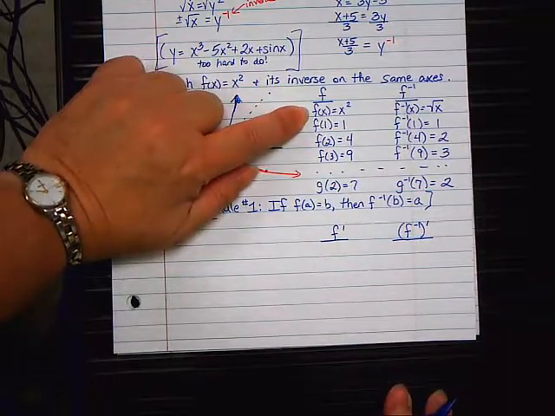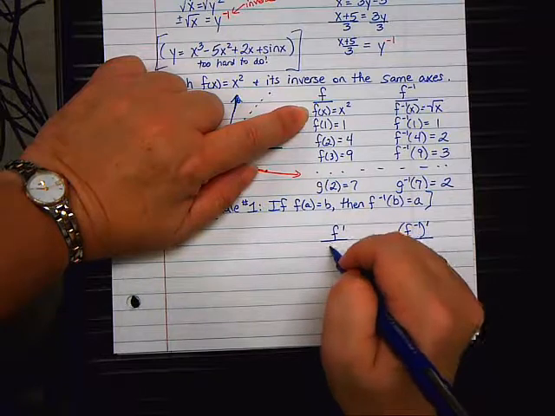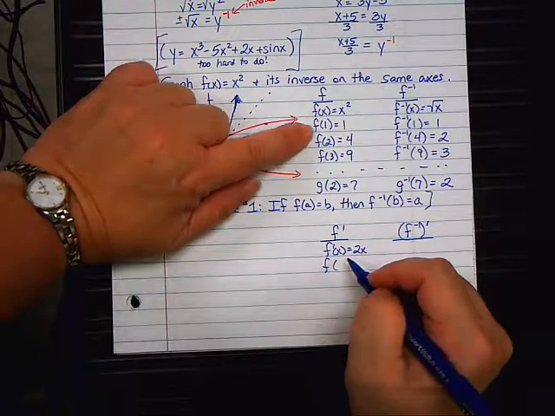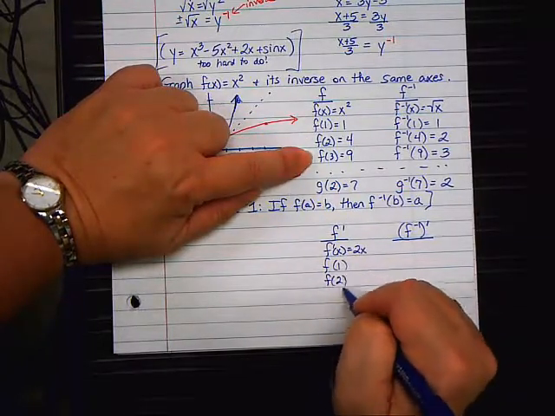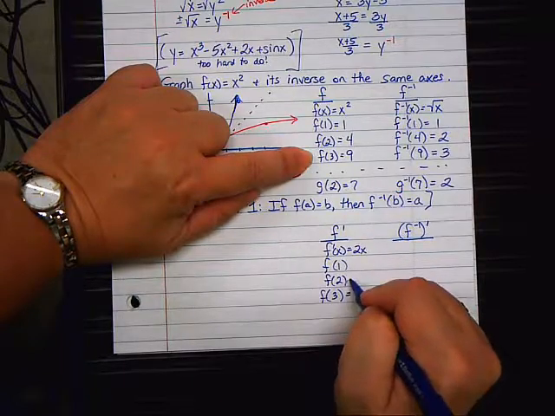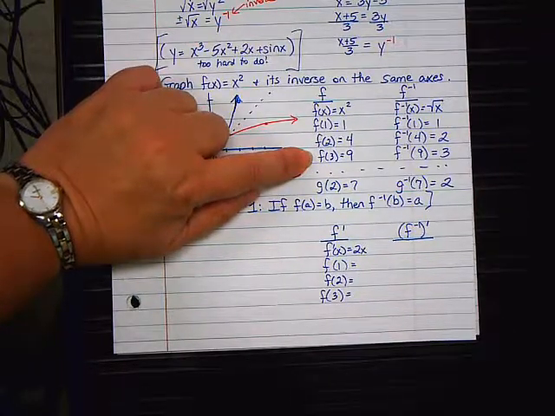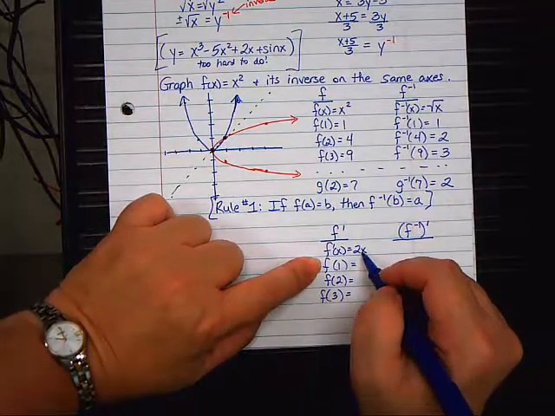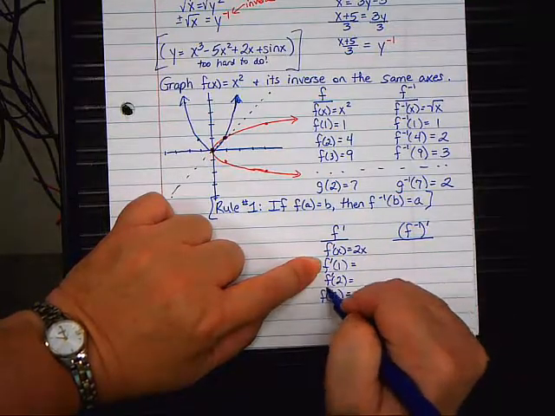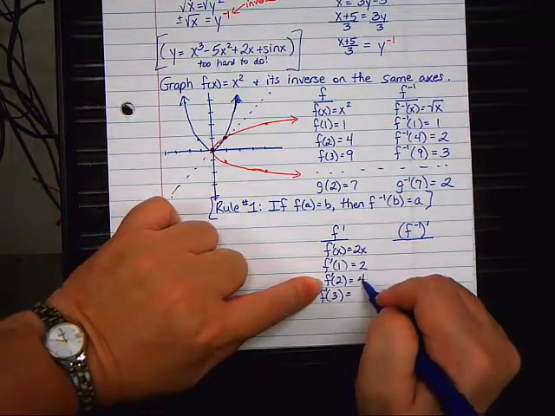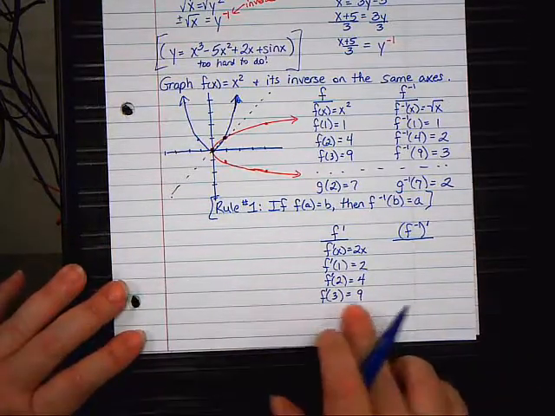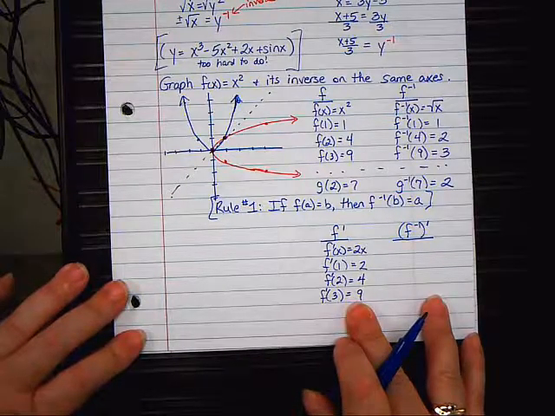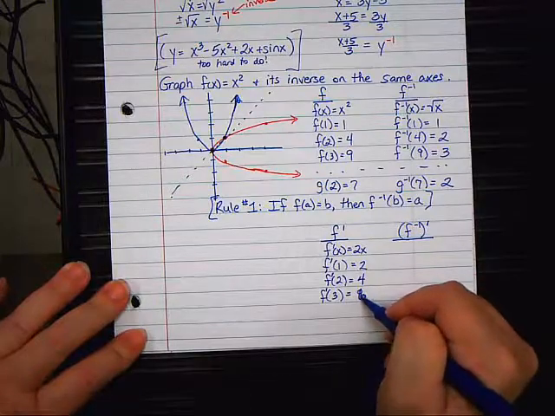Go back up here. What is the derivative of this function right here? f prime of x is 2x. Okay? I want to substitute in the exact same x values to this one. 1, 2, and 3. If I substitute in 1, what do you get to the derivative? f prime of 1. I keep forgetting my primes. f prime of 1 is 2. f prime of 2 is 4. f prime of 3 is 6. You're right. Thank you.